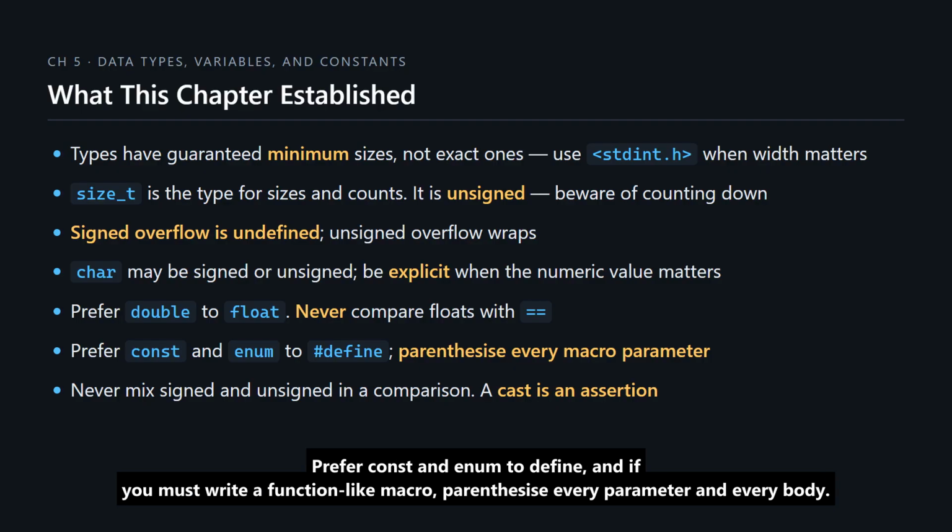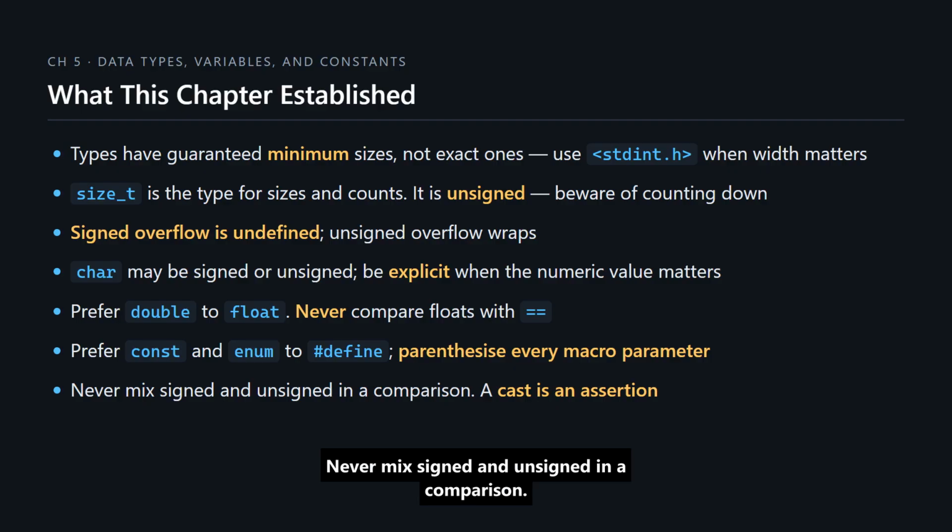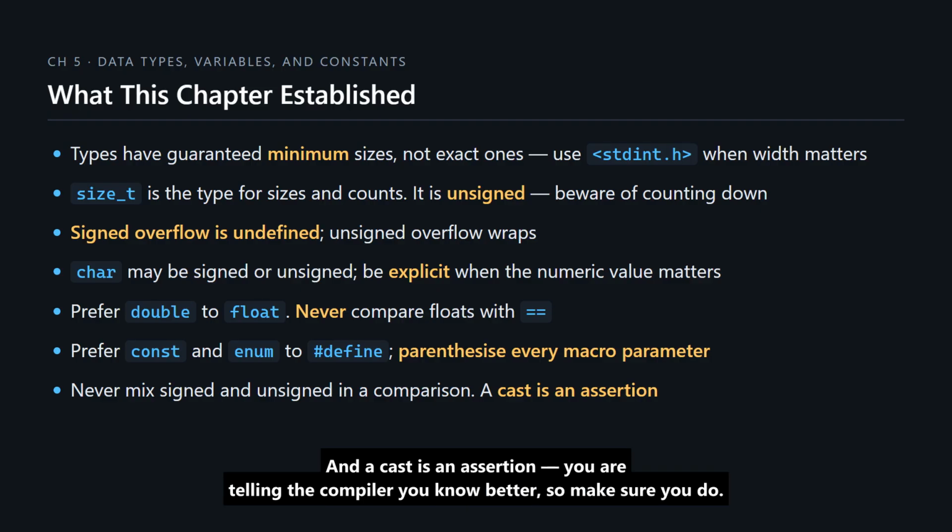Prefer const and enum to #define, and if you must write a function-like macro, parenthesize every parameter and the whole body. Never mix signed and unsigned in a comparison. And a cast is an assertion. You are telling the compiler you know better, so make sure you do.